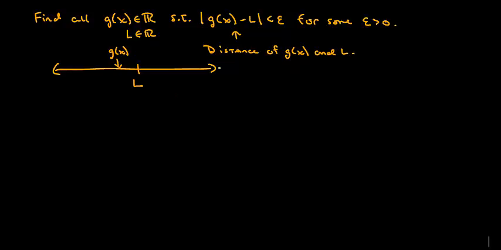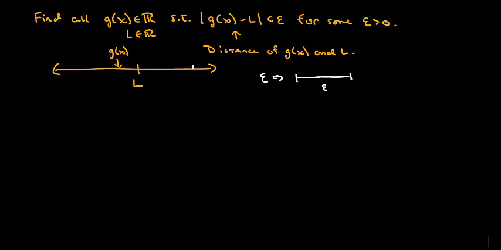We need g of x to be close enough to L so that the distance between g of x and L is less than some epsilon. So let epsilon be some real number, and I'm going to let it have some distance. Every number has a distance from 0, correct? If you think about it, 5 is 5 units away from 0, or negative 3 is 3 units away from 0. Epsilon is epsilon units away from 0. So this length here is epsilon.